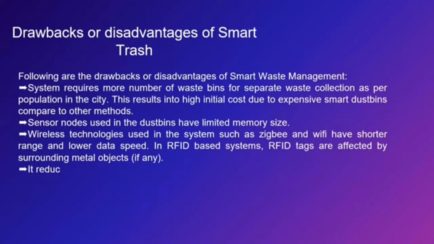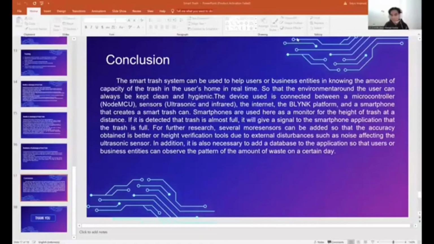Sensor nodes used in the dustbin have limited memory size. Wireless technologies used in the system such as Zigbee and Wi-Fi have shorter range and lower data speed. In RFID-based systems, RFID tags are affected by surrounding metal objects.